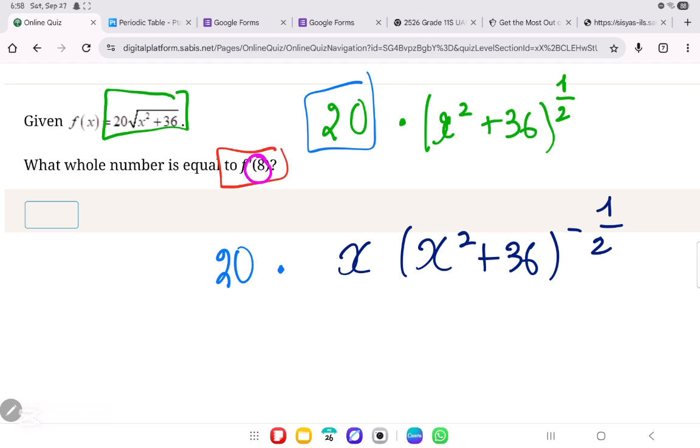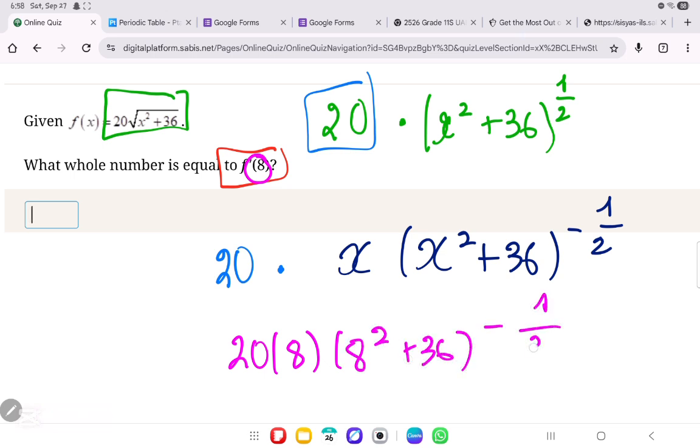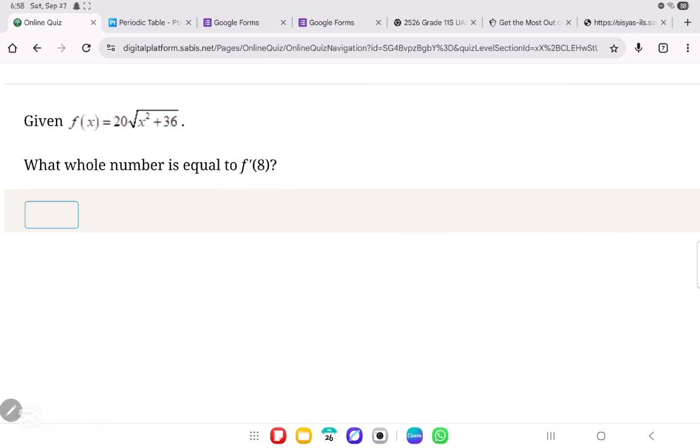Now we just need to substitute 8 instead of x. So it will become 20 times 8 times (8 squared plus 36) to the power of minus 1 over 2. So 20 times 8 times (8 squared plus 36) to the power of minus 1 over 2. And we will get our answer, which is what? Which is 16, very simply.